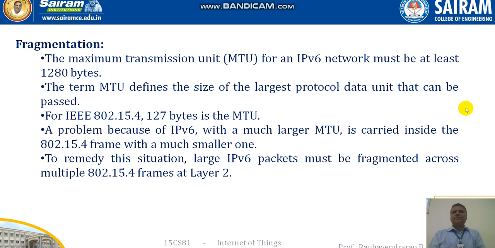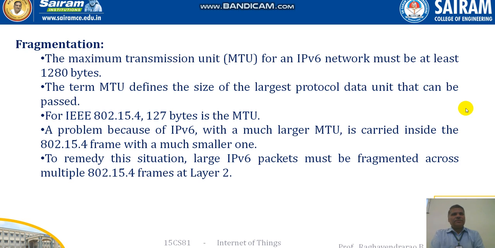Okay, let us discuss fragmentation. Here the maximum transmission unit, that is MTU, for an IPv6 network must be at least 1280 bytes. In turn, the maximum transmission unit defines the size of the largest protocol data unit that can be passed. For 802.15.4, the maximum is 127 bytes.